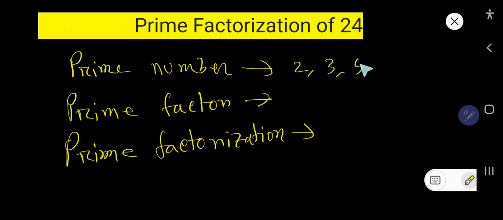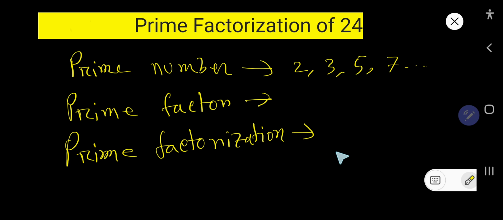2, 3, 5, 7 are prime numbers. These are prime numbers because each has only two factors, 1 and the number itself. That is, this number has two factors, 1 and the number itself, that is 3. And a prime factor means a factor that is a prime number.